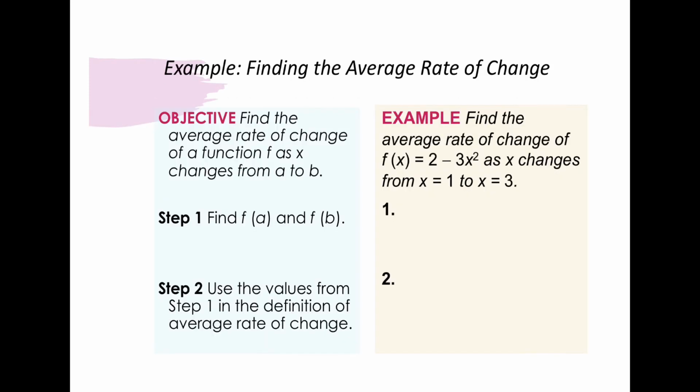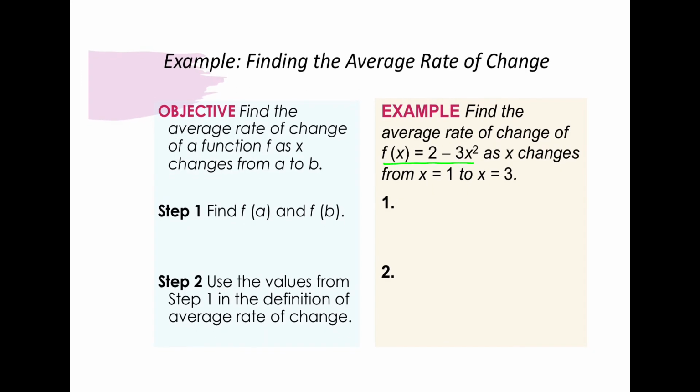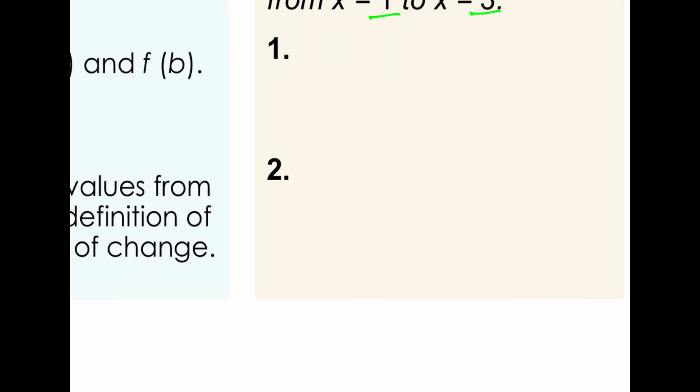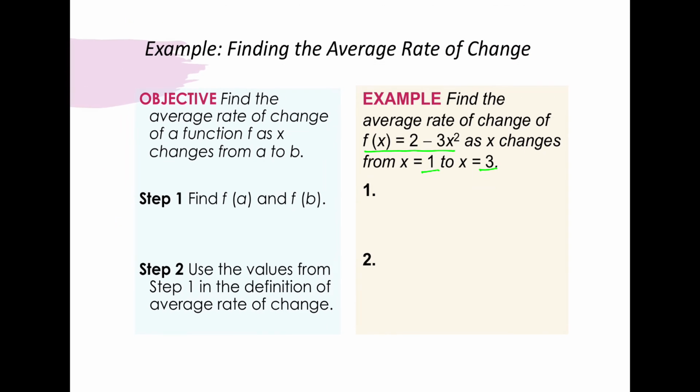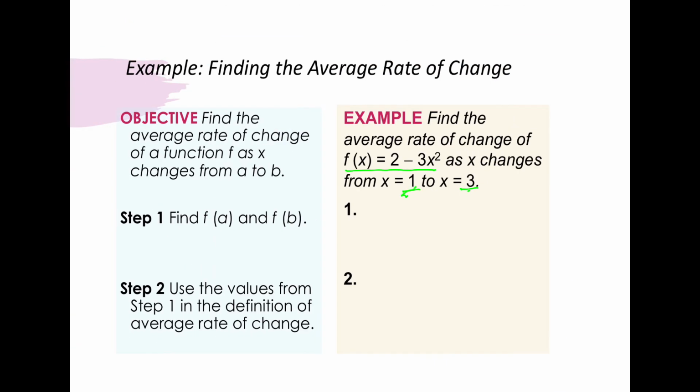So with a specific function now, that's our function here. They want us to find the average rate of change as x goes from 1 to 3. Now, we don't need a graph to do that. I just need to figure out what the y output is when x is equal to 1 and what the y output is when x is equal to 3. So I need to find f of 1 and f of 3. This will give me my y, right? X is 1, what's my y? X is 3, what's my y?